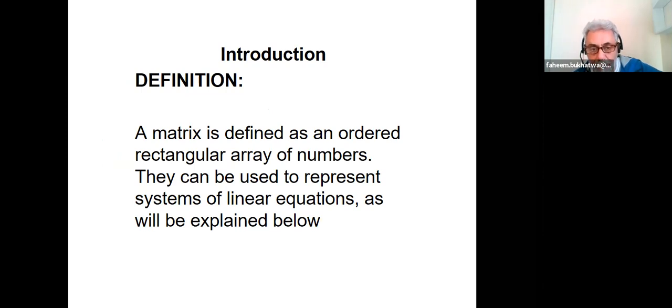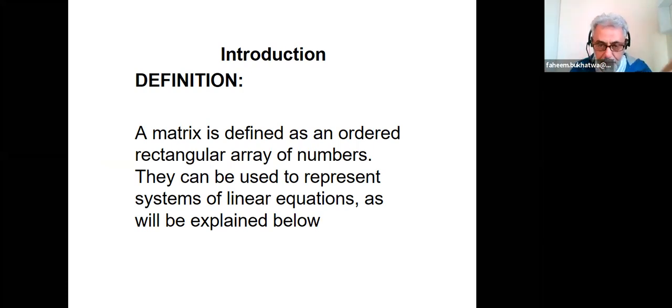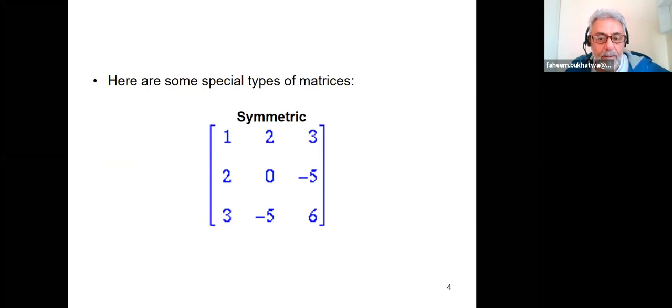So a matrix is defined as an ordered rectangular array of numbers. Any numbers put in rows and columns are known as a matrix, and they can be used to represent systems of linear equations as well, as we will go through now. We'll look at quite a simplistic point of view of a matrix, but it covers the stuff that we will need for the rest of this material.